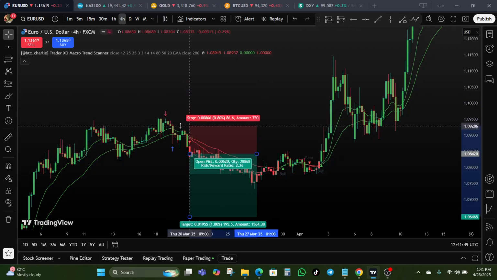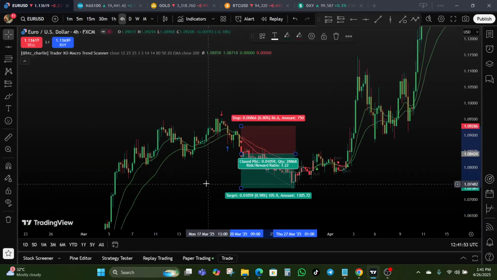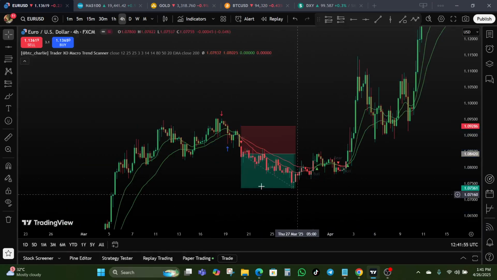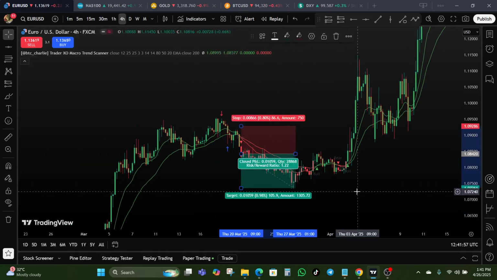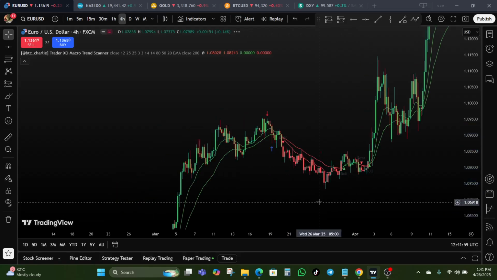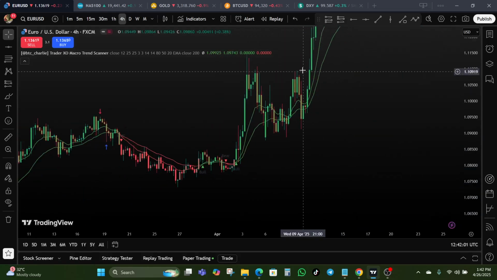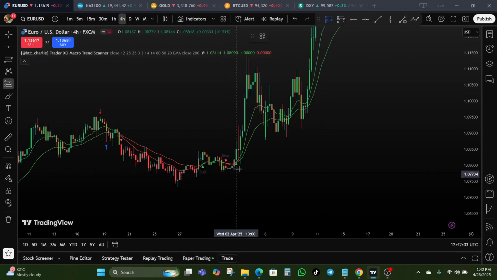The stop loss can be above the recent swing high. Your take profits can actually be around key support zones. But if you do not have a good risk to reward ratio, just like in this case, it's better to stay off the trade.